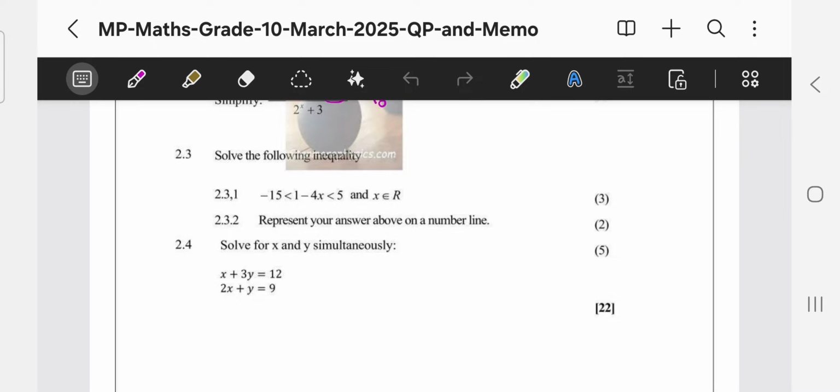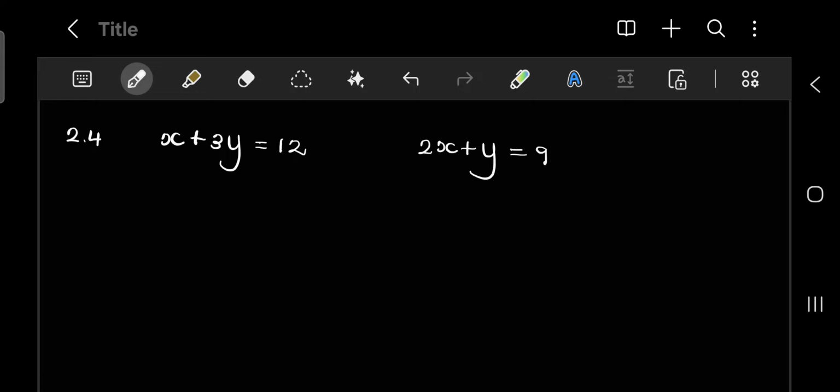We're now looking at 2.4, and it says solve for x and y simultaneously. So here's what we're given. I'm going to start off by working with the first equation. In that first equation, I'm going to make x the subject of the formula by taking the 3y over to the right-hand side. When it goes over, it becomes negative 3y.